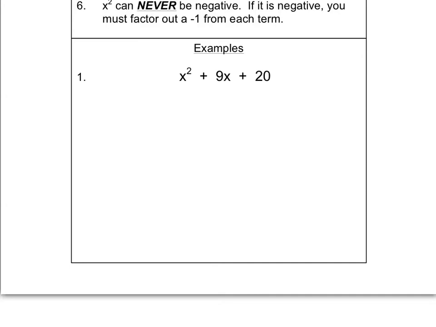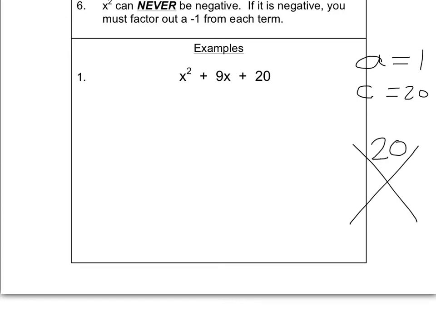Let me write this here so you guys can read it a little better. A is 1 and C is 20. What we're going to do is multiply A times C together. Well, 20 times 1 is 20. Now I need to figure out what the middle term is. If you look at the trinomial here, the middle number is 9. So I need numbers that multiply to be 20 that add to be 9.